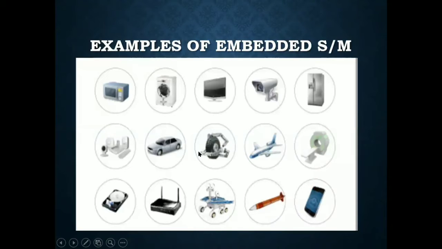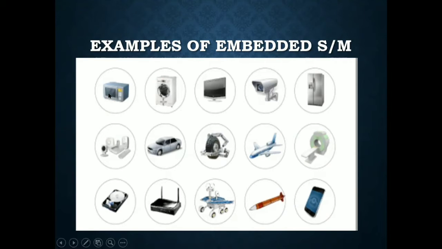Okay, some examples of embedded systems. In consumer electronics like camera, webcam, household applications like washing machine, microwave oven, refrigerator. It is used in automotive industries where engine controls are required. Healthcare department like ECG machines, etc.